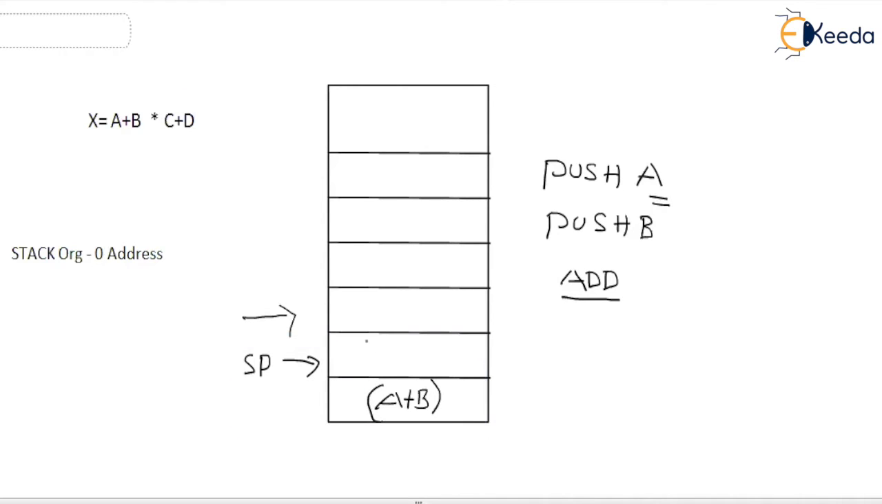So obviously, the next instruction that needs to be executed is push C. C will be pushed here. The top of the stack is C right now. Push D. D gets pushed here. The top of the stack is D right now. Then finally, we are going to perform addition. C plus D will get added, will be stored in this location, and this element will get erased.